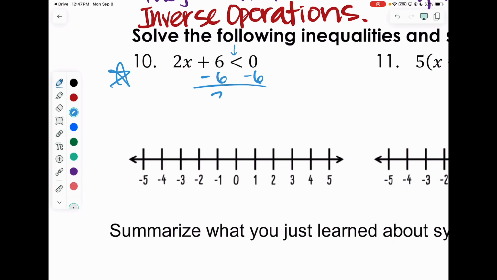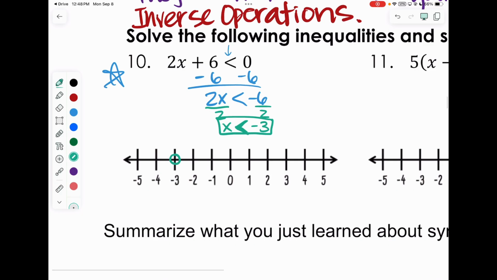Go on. Divide 2x on where? Both sides. Thank you. And x is going to be less than -3. So here it is, -3. Open or closed circle? Open. What numbers are x is less than -3? To the right or to the left? Left. Okay.